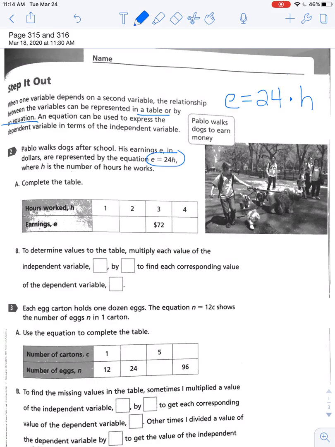So what I can do to complete the table is take the numbers that they give me for the hours and just multiply them by 24. So I'm going to do 24 times 1 hour, put my answer here, 24 times 2 hours. I already know that they filled out the answer for 24 times 3. And then finally I'm going to do 24 times 4. Pause the video while you get those answers.